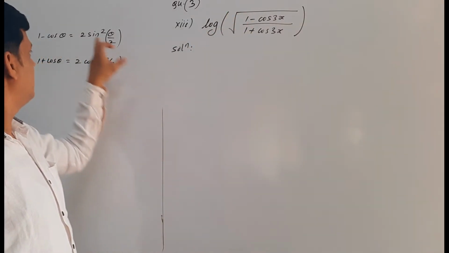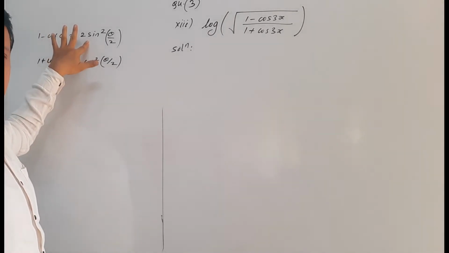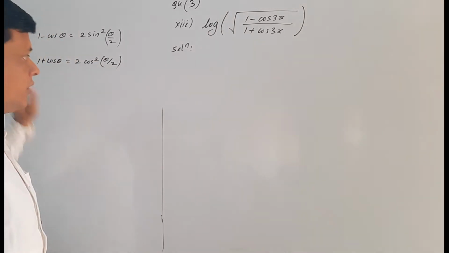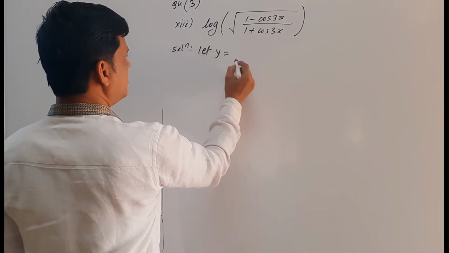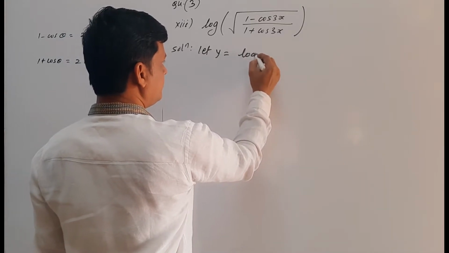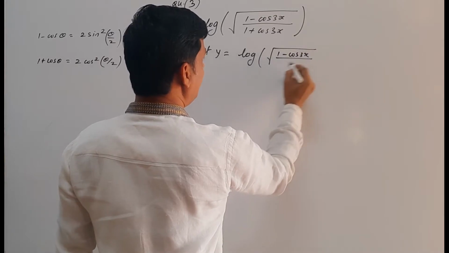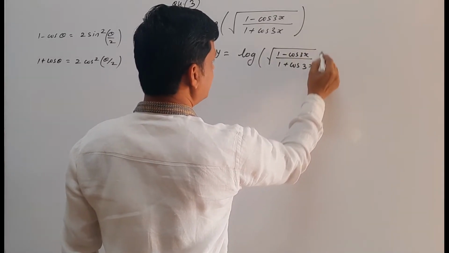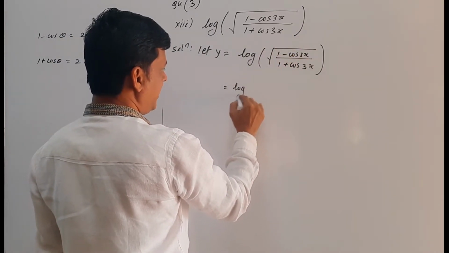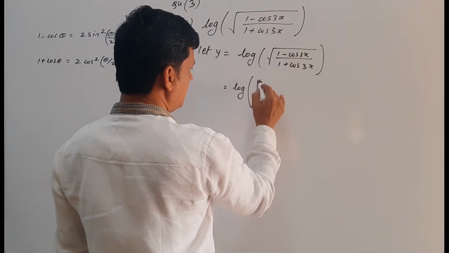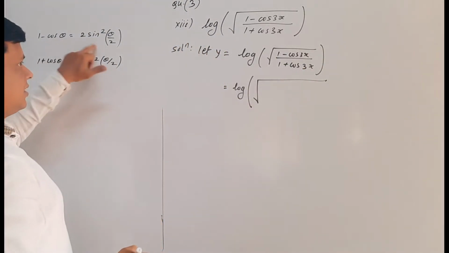Using that, these 2 get cancelled, we get the value sin upon cos. That means that value in terms of tan. So square and square root get cancelled. So we write here in solution, let y is equal to log of root of 1 minus cos 3x upon 1 plus cos 3x. So first we simplify this root. So we write here log of. In place of theta we have value 3x here. So we use this concept.